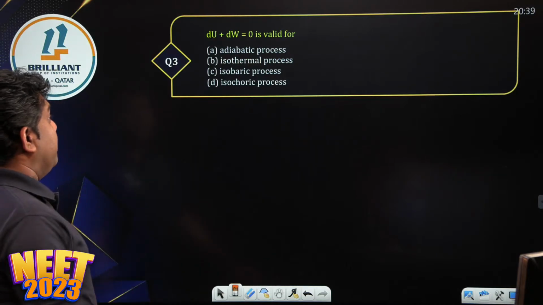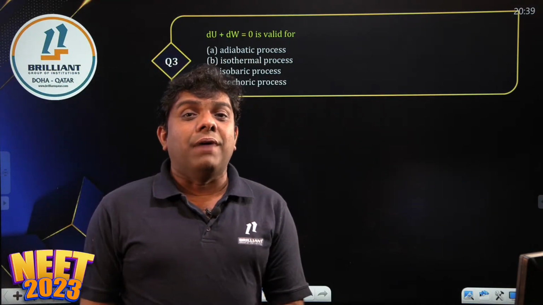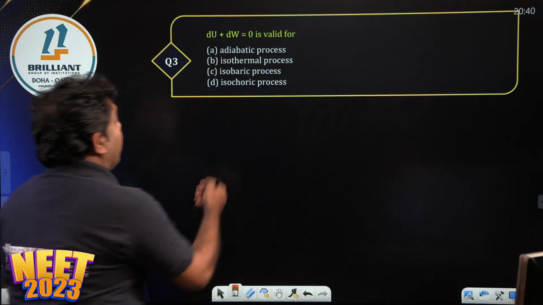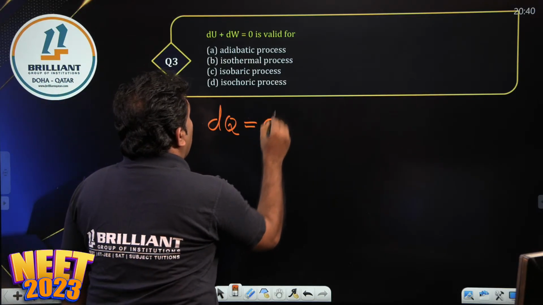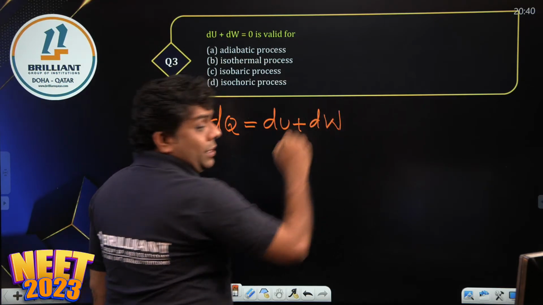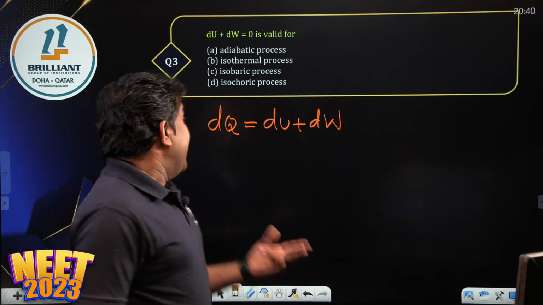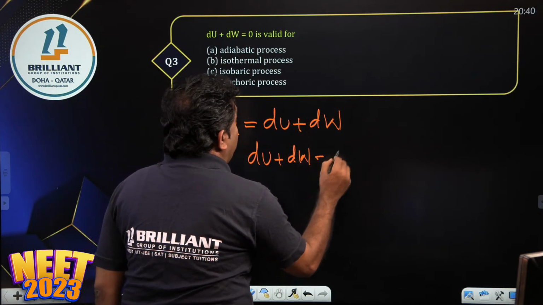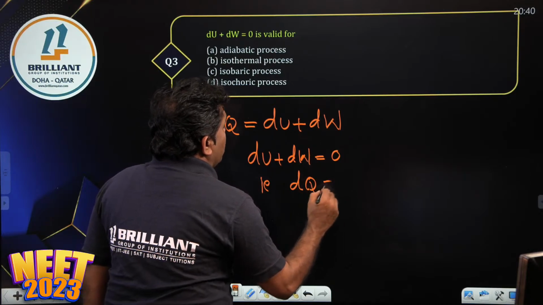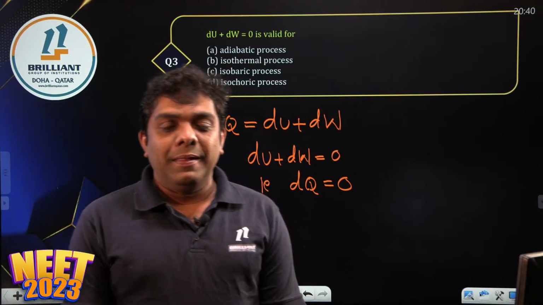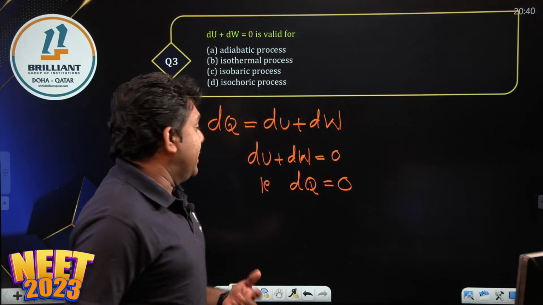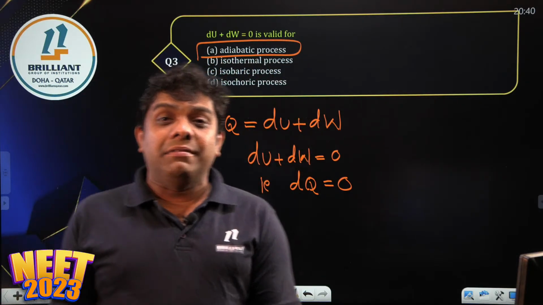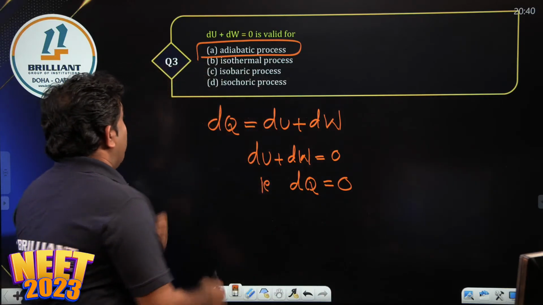Now we are explaining question 3. du plus dw equal to zero is valid for which process? We know the first law of thermodynamics: dq is equal to du plus dw. Here du plus dw is given as 0, which means dq equals 0. No heat is transferred between the system and surroundings. So which process is that? It is an adiabatic process.